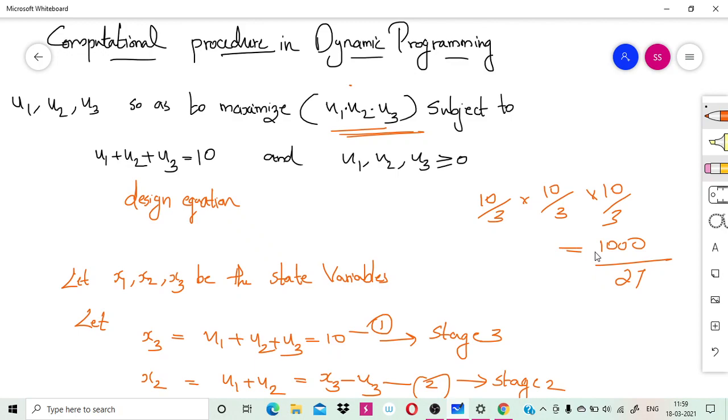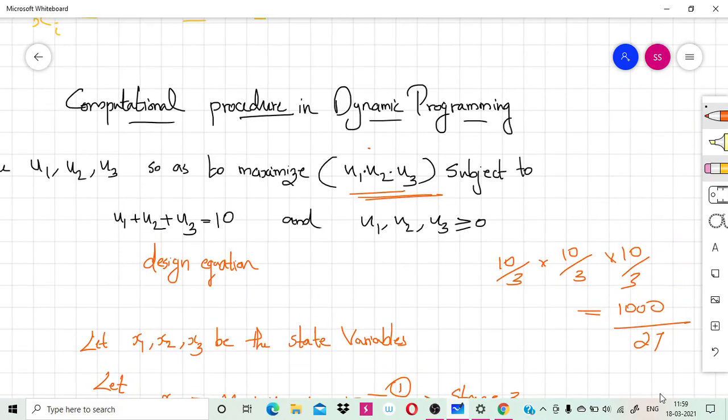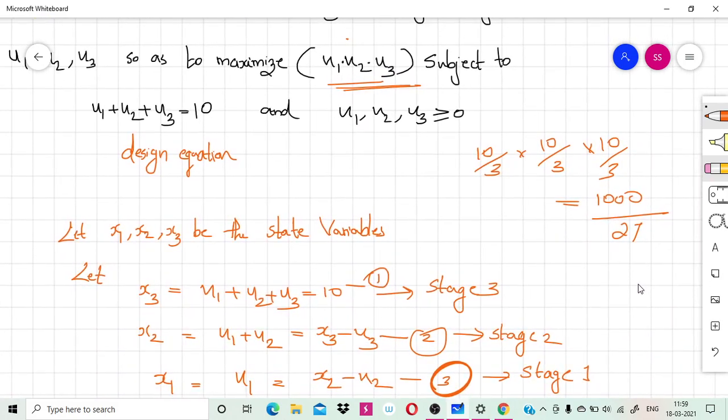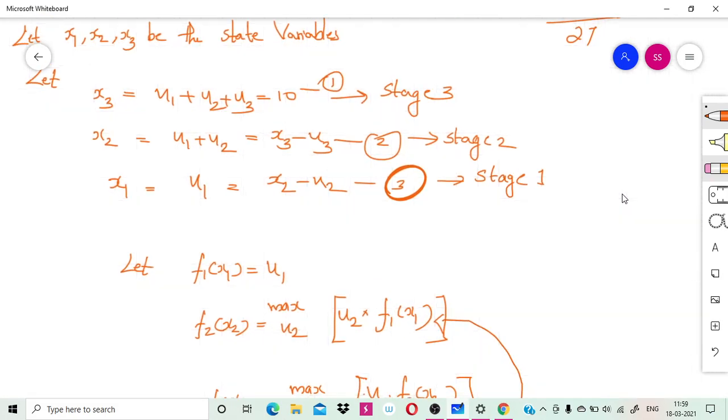So this is the mathematical procedure of a dynamic programming problem, by considering an example problem. So thank you.